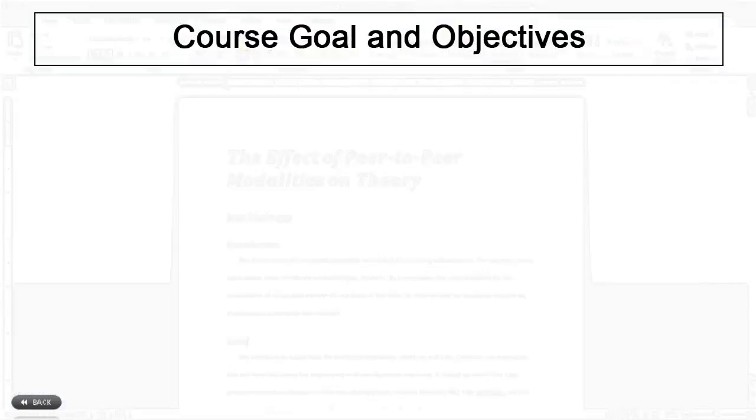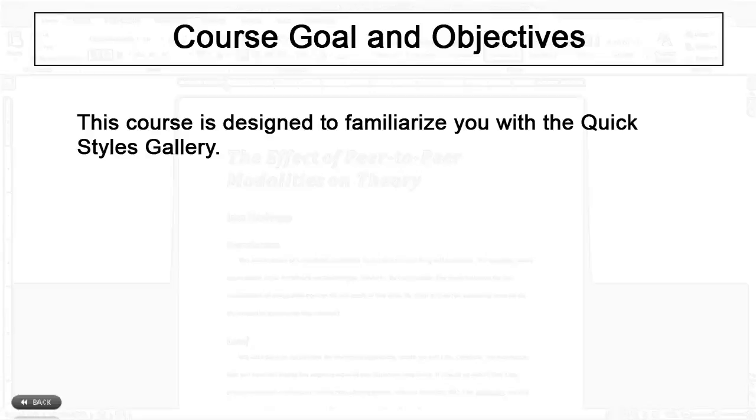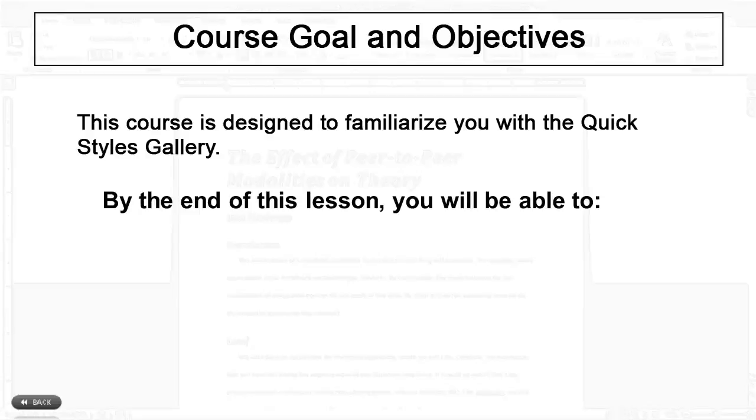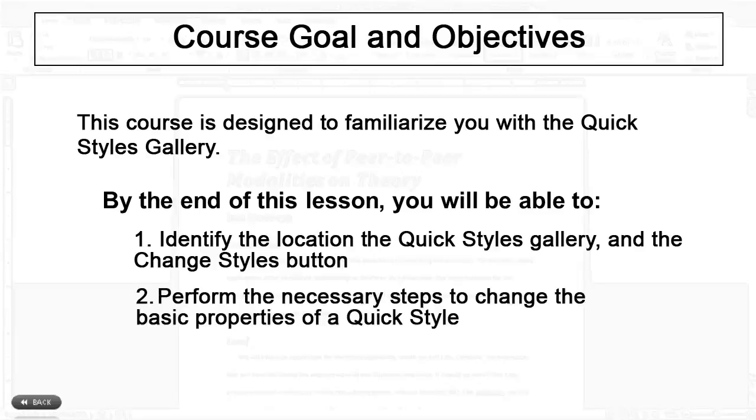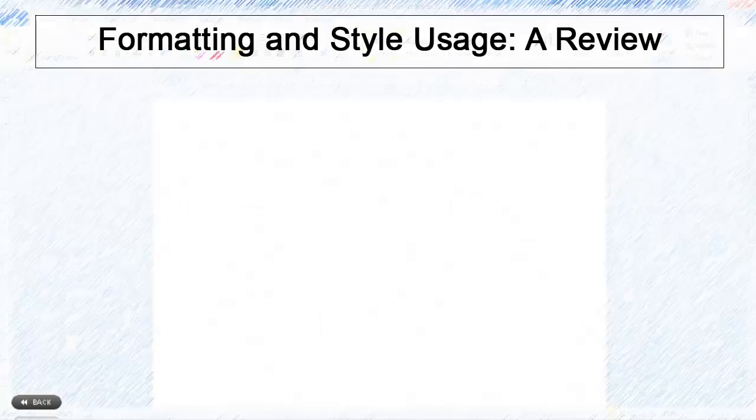The goal for this course is simply to familiarize you, a Word user, with the Quick Styles Gallery. By the end of this lesson, you should be able to do the following. 1. Identify the location of the Styles section, the Quick Styles Gallery, and the Change Styles button. 2. Perform the necessary steps to change the properties of a quick style. And 3. Save a style set to your computer or to transport to another computer.